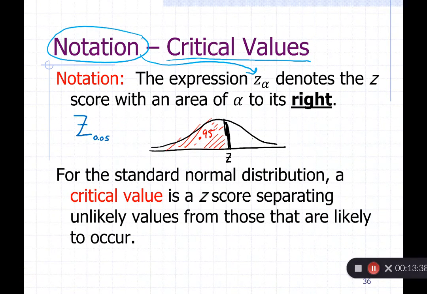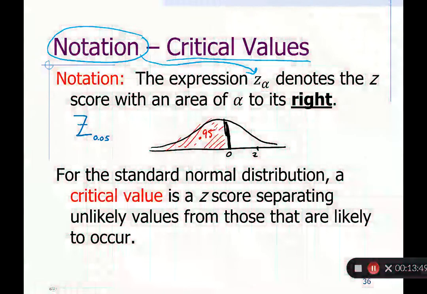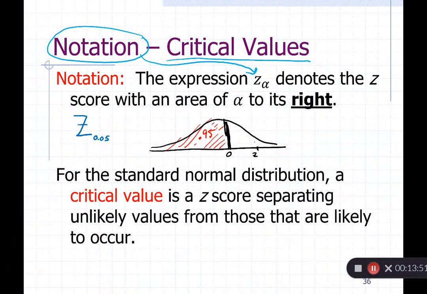There's some z-score over here. Okay, that's better. That's 0 in the middle. And let's say 95% to the left, and the other 5% to the right. So now we know area to the left, and we know area to the right.